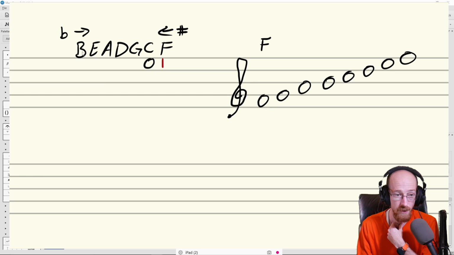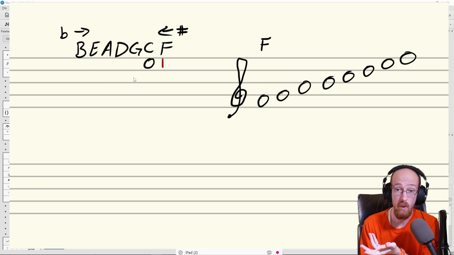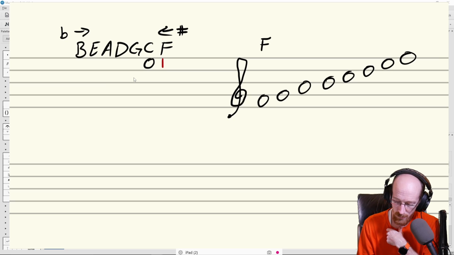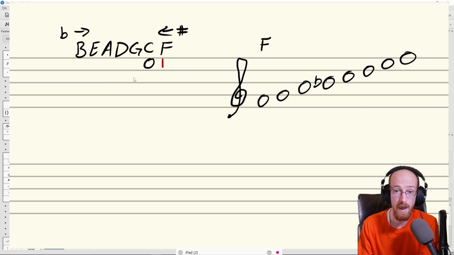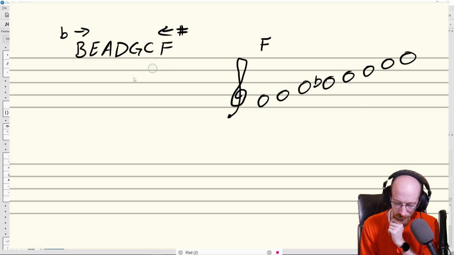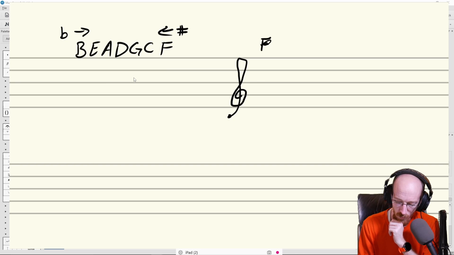What is that flat? Well, it's the first one. It is B flat in the order of flats. So we have a B flat here. And that's it. That's all you got to do. That's F major. Let's go to a harder example now. Let's start getting a little more complicated. Let's go for A flat major.